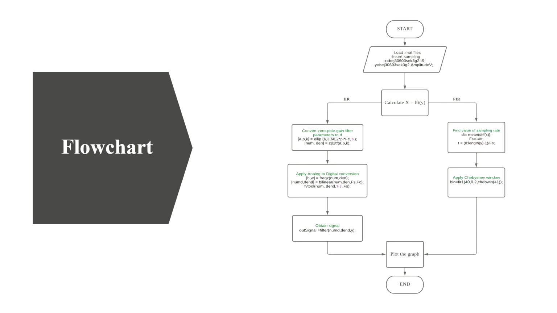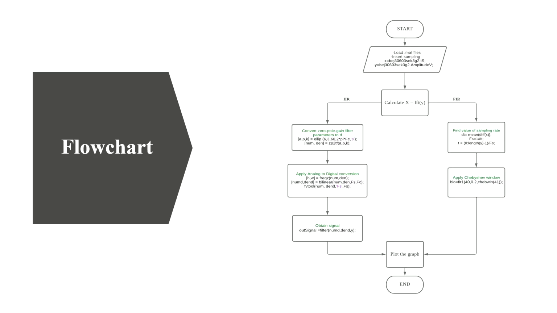Okay, now I will explain our flowchart for the project. From the start, we need to launch the MATLAB software with the Signal Processing Toolbox installed, and then we need to load the .mat files. The .mat files we can get from the Excel files given by Dr. Ariffuddin and convert them into .mat files as a file value. Next, we need to calculate x equal to the fast Fourier transform.